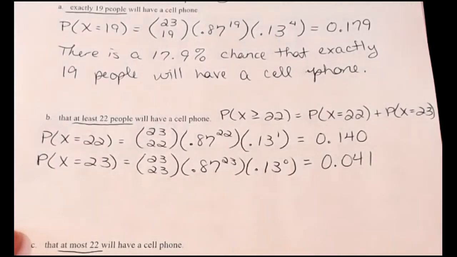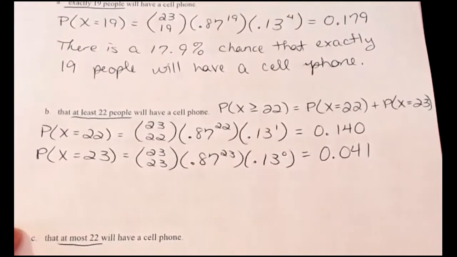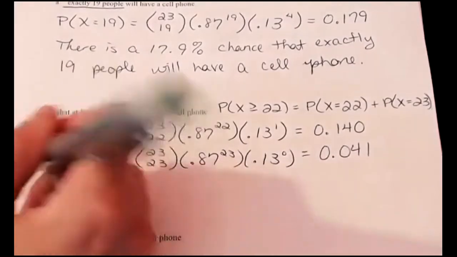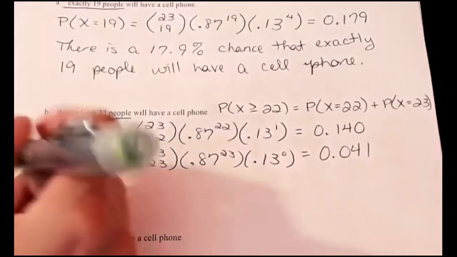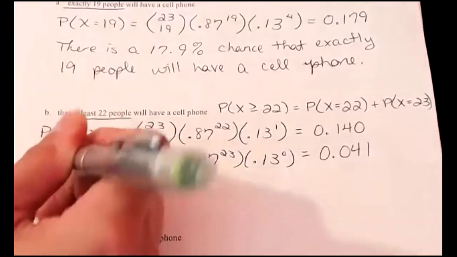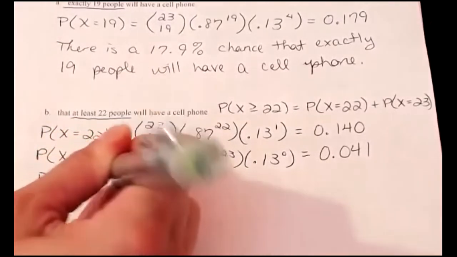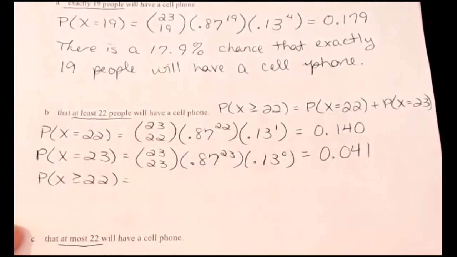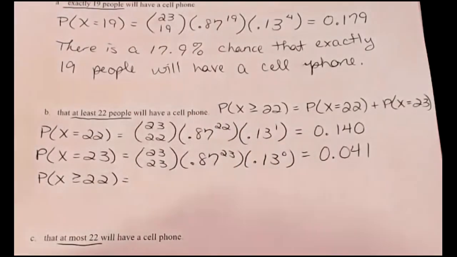I did 0.1397 and then 0.0406. 0.0406? Yes, that works too. Okay. So in which case, the total probability was around 0.181. Did you find that? 0.1803. Okay, yeah, that's pretty close. We're only going to have a slightly different because of the place in which I rounded.